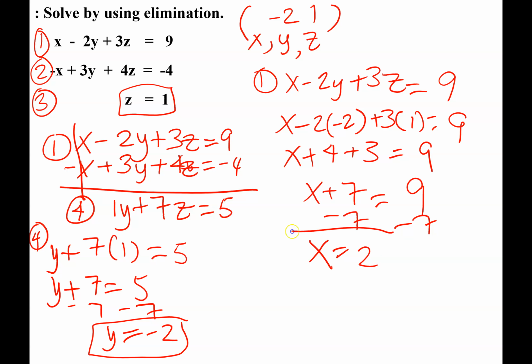This one was actually pretty easy. And that is my solution. My solution would be 2 comma negative 2 comma 1. That would be my triple coordinate there. All done with this one. Let's try another.